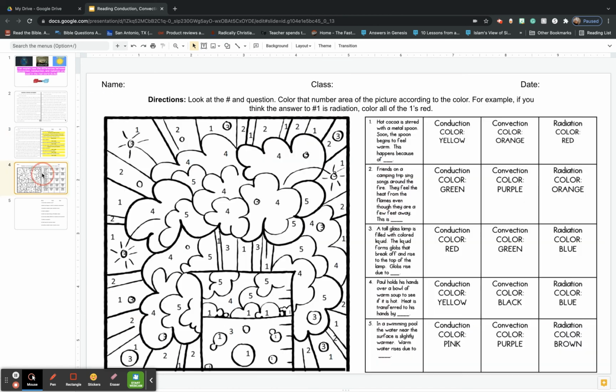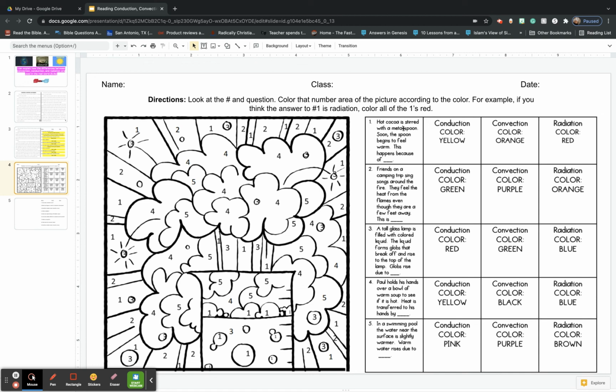Okay. On your other assignment here, don't worry, I'm not that cruel. I wouldn't have left you 3 pages to read, 9 questions to answer, and a color sheet. There's only 1 page, and then there's this 5 question color sheet. It says, look at the number in question, color that number area of the picture according to the color. So, for example, if you think the answer to number 1 is radiation, color all of the number 1s red.